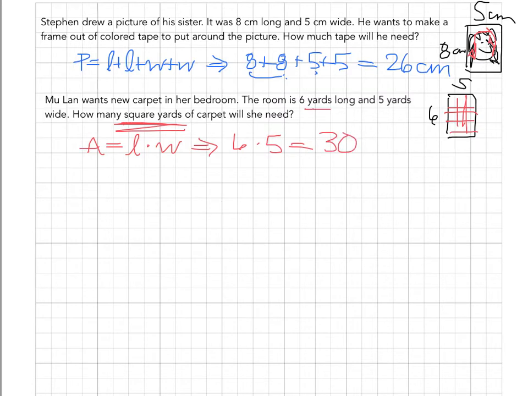And I'm working with yards and square yards. 30 square yards, or 30 yards squared. Either way that you write it will work. It's up to you what you're most comfortable with. It doesn't matter to me as long as you label it with something so that we know the difference between square yards and just centimeters, or square units and just normal units when we talk about measurement.